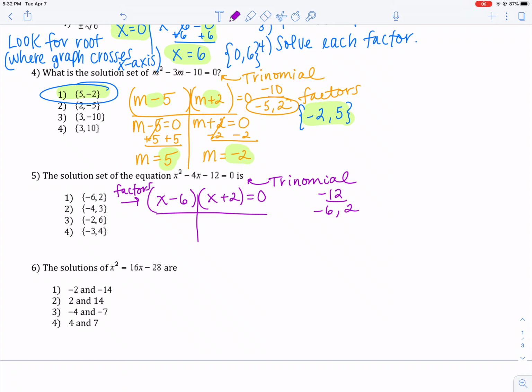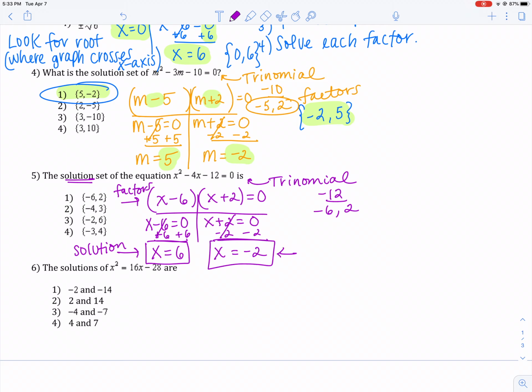If my factors are -6 and +2, then my solutions or roots are going to be the opposite. So if x minus 6 equals 0 and I add 6 to both sides, x equals +6. This is called a solution. That's what they want, a solution. If I take x plus 2 and set it equal to 0, but I do the inverse, I move it to the other side to get what x equals, I get -2. Again, that's called a solution. It's also called a root. Solution or root. So your answer should be +6 and -2, which is choice 3.